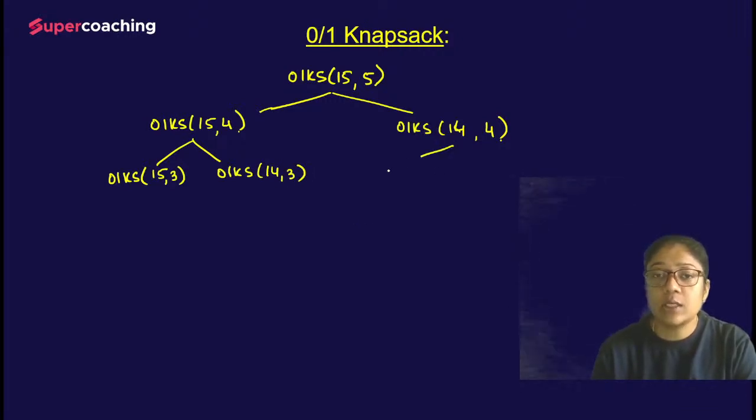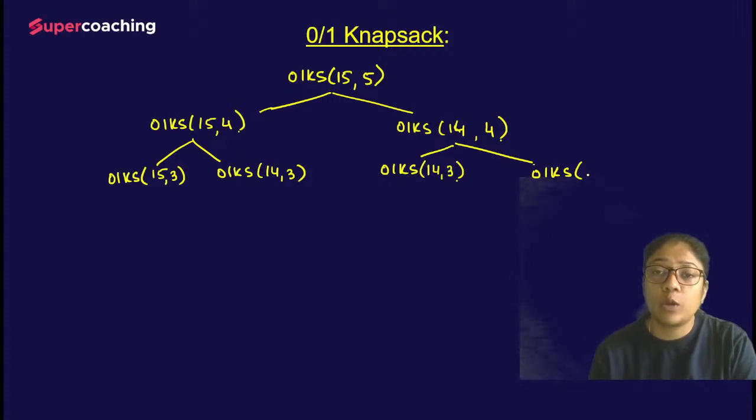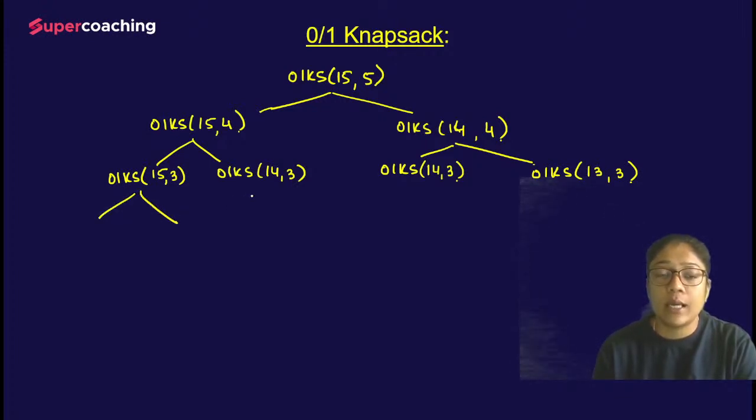We might be rejecting this object in 01 knapsack. Fourth object is rejected, so it is returning 14,3. Consider the next object. Other one is 01 knapsack. If the weight is 1, I'm assuming that weight of all the objects is 1, so we'll be getting here 13,3. We'll elaborate it further. So like this, we will be getting the function calls.